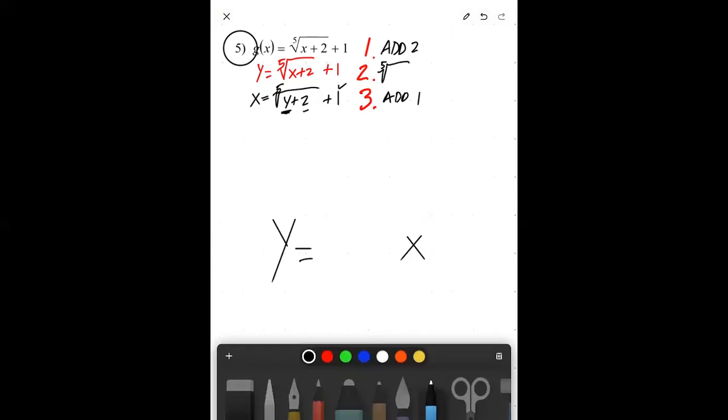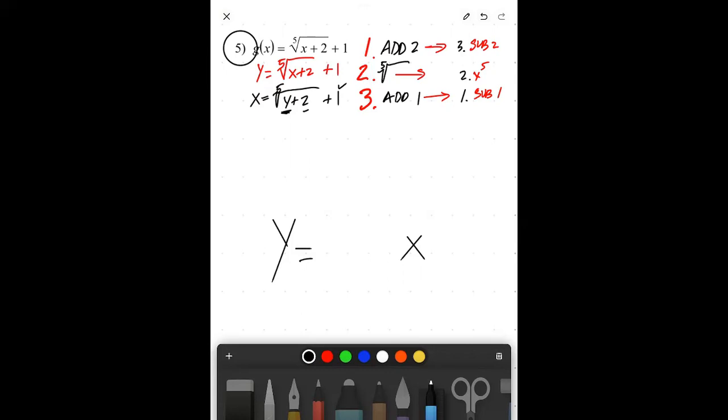So now that I've done PEMDAS, I'm going to use the inverse operation. The inverse of adding 2 is subtracting 2. The inverse of taking the 5th root is to raise it to the 5th power. And the inverse of adding 1 is subtracting 1. Now I'm just going to reverse the order. I'm going to do this first, I'm going to do this operation second, and I'm going to do this operation third.